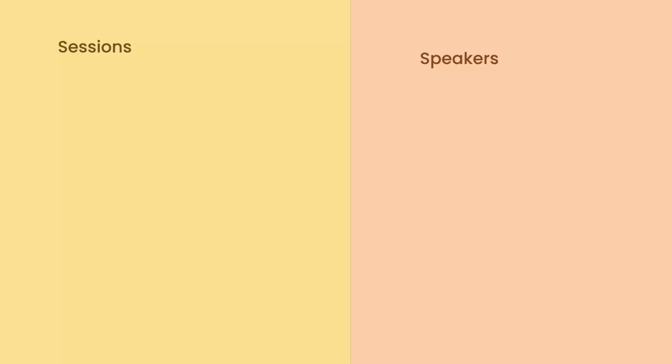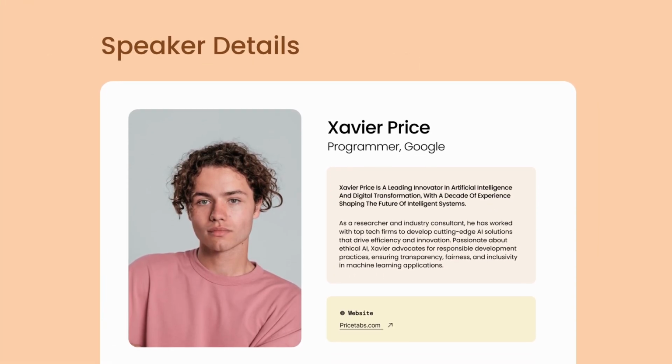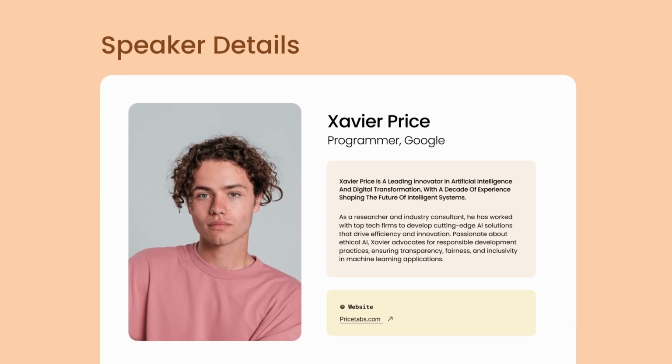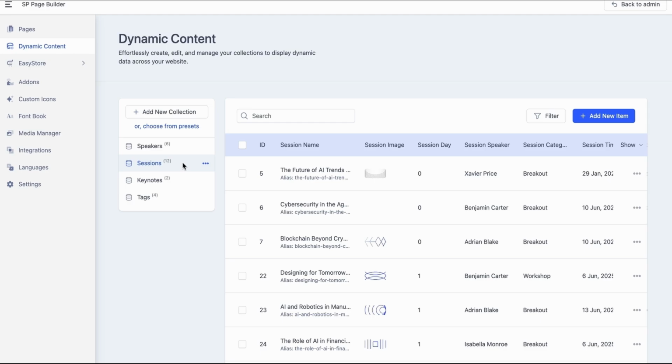Let's say you have an event management site with collections like sessions and speakers and want to connect them. Manually entering speaker details for each session can be tedious and limiting. A reference field streamlines this process by dynamically linking sessions to speakers and automatically updating information whenever changes are made in the speaker's collection. To add a reference field, go to your Sessions collection and click on Edit.